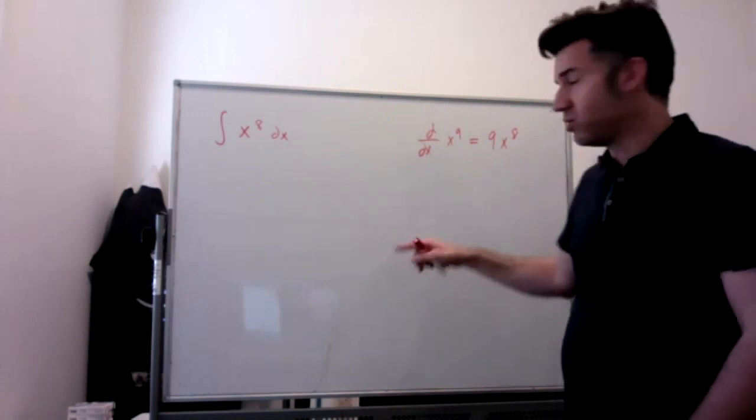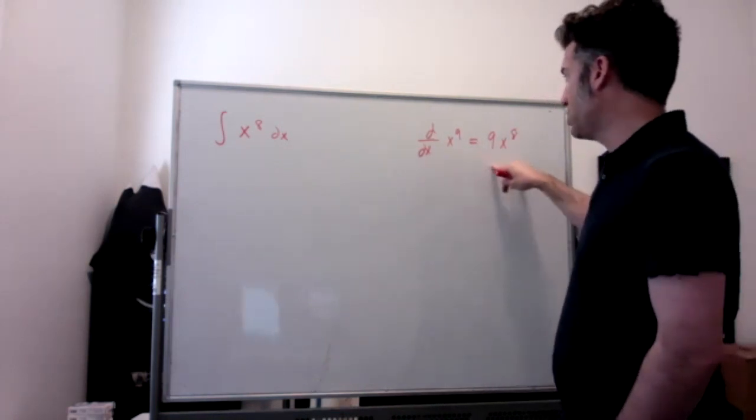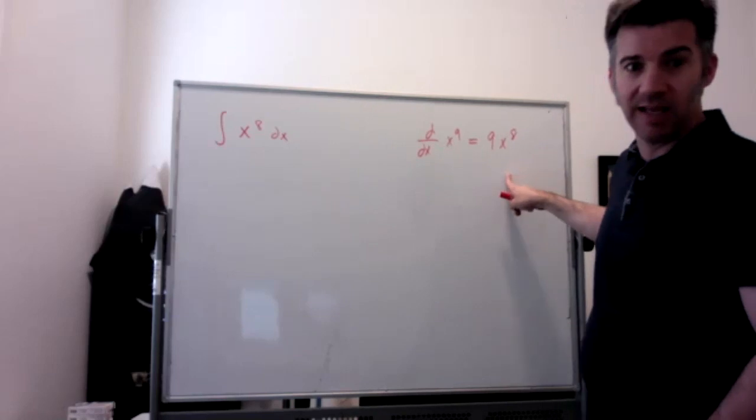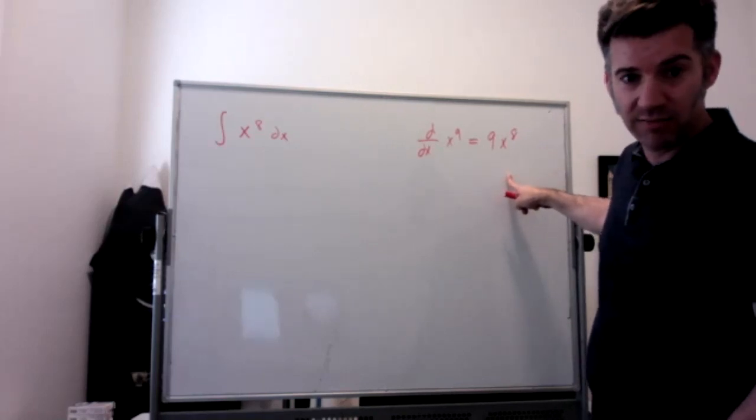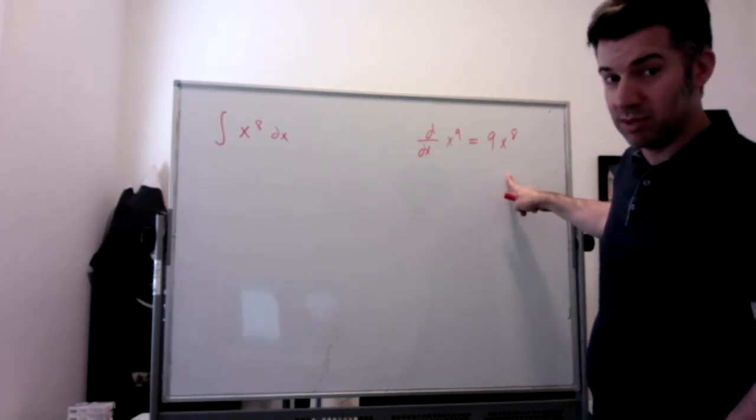So what could I do to both sides of this equation that would make the right side equal to x to the 8th? What could I maybe divide by?